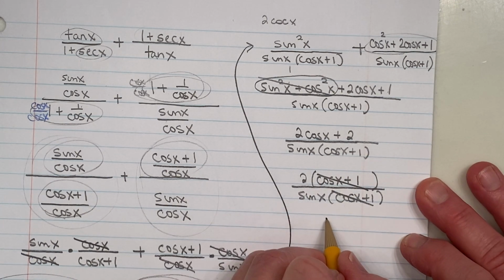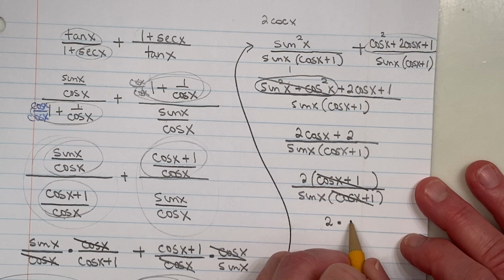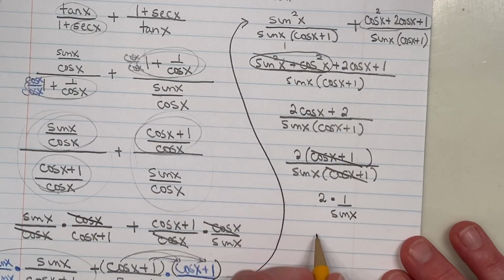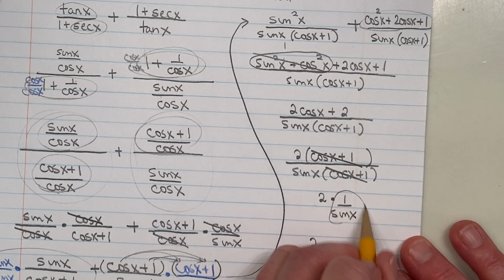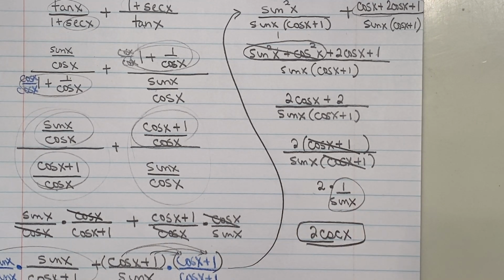These divide out, I'm left with 2 over sine x. You could write 2 divided by sine x as 2 times 1 over sine x. And then this can be changed to cosecant x, which is what I had mentioned the answer was. I've done this problem 2 or 3 different ways. I don't know if this is the most difficult, but it certainly wasn't the most easy.